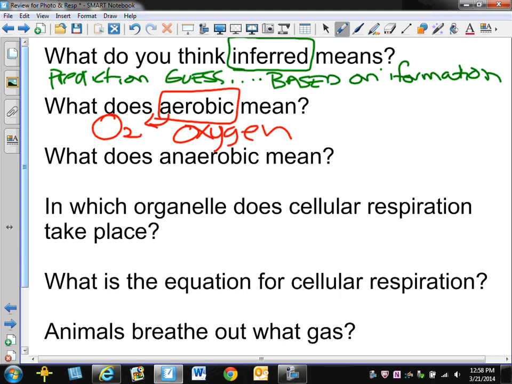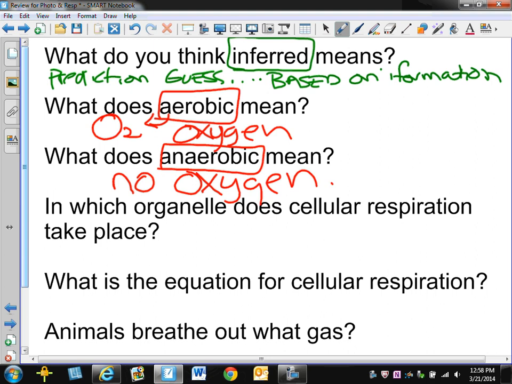So if aerobic means with oxygen, what do you have a feeling anaerobic means? What would anaerobic mean? No oxygen. Good job, bud. No oxygen. Okay? No oxygen. You got to know these. We're going to talk some more about these.